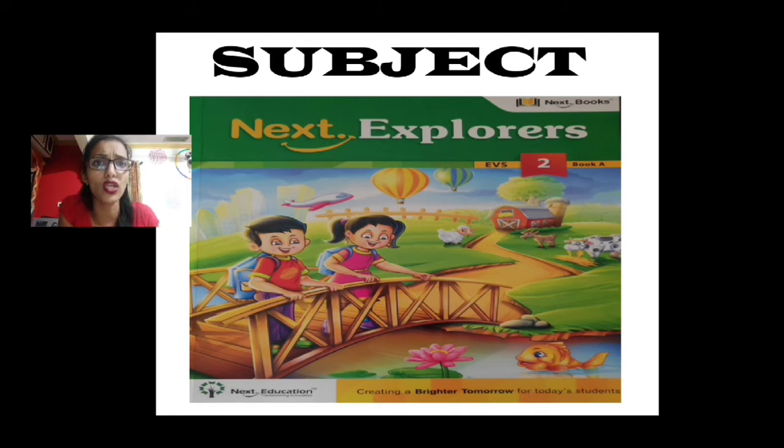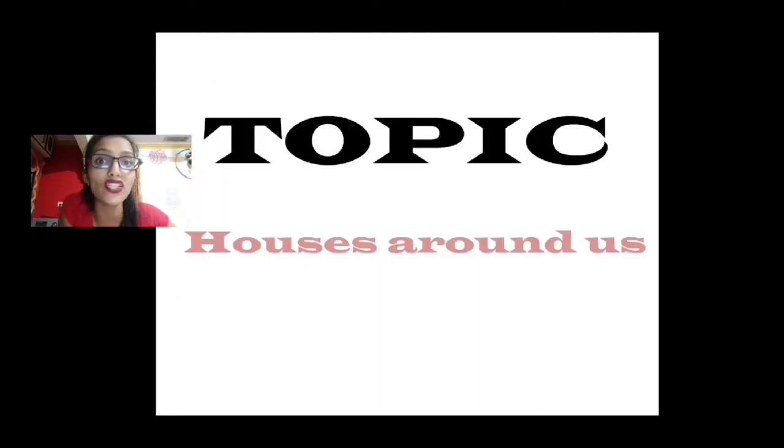Open your EVS book A. Come to page number 24 and let's see which topic we are going to cover today. Page number 24 has lesson number 3. The topic name is Houses Around Us. Very good. So we are seeing houses around us.